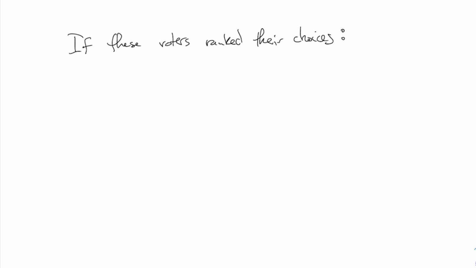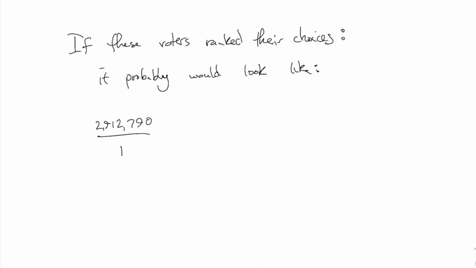If these voters ranked their choices, it probably would look something like this. All those people who voted for Bush, that is 2,912,790, they voted for Bush on the ballot. What do you think? If I had asked them instead to rank their choices, what do you think they would have said?